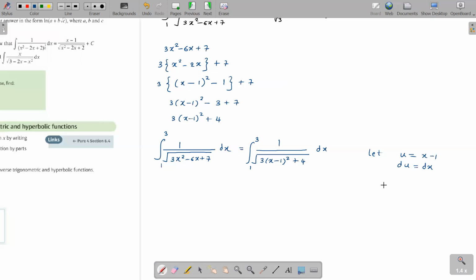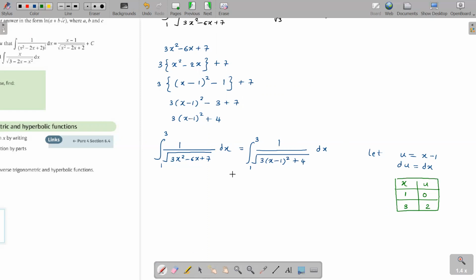And also remember, we are changing the variable. X becomes u, which means what? We are dealing with limits here, so your limits also must change. Your x limits must be changed to u limits. So x limits are 1 and 3. So when x is 1, what is u? u is x minus 1, right? So when you input x as 1, 1 minus 1 is 0. And when x is 3, 3 minus 1 becomes 2. Okay, so these are the u limits.